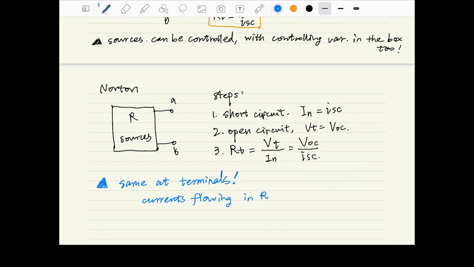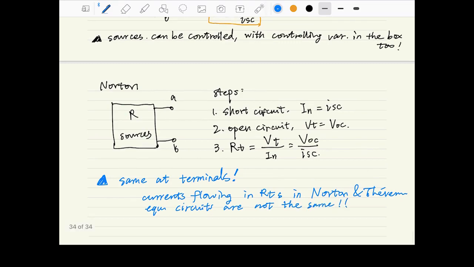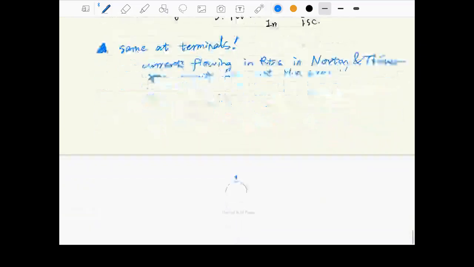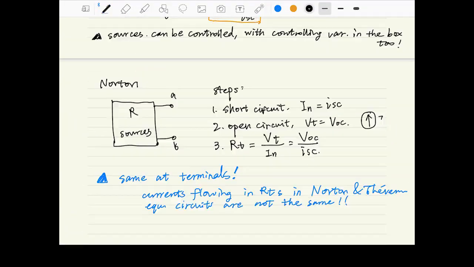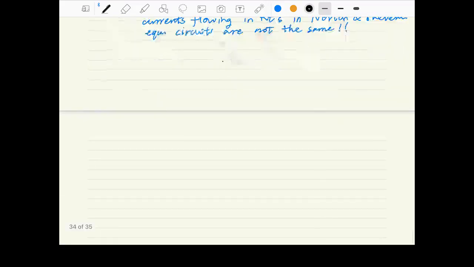Seems pretty similar, right? So their external behaviors are the same, but be careful that they are the same only at terminals, not inside. For example, the currents flowing in RTs in Norton and Thevenin equivalent circuits are not the same. Okay? If you understand this, you're good to go.